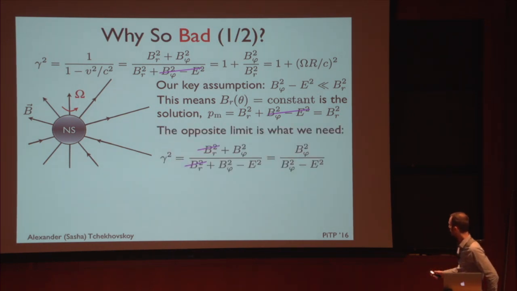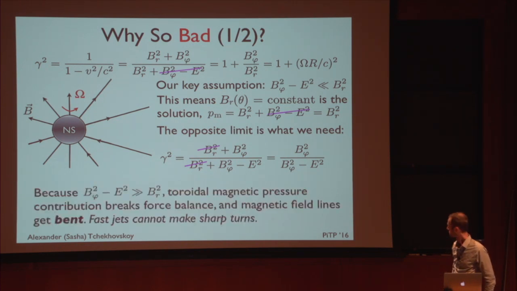So now, let us go in the opposite limit. Let us neglect not this guy, but let's neglect the B_R. So in the same formula, we will cross out B_R. And what we will end up with is this ratio, which really doesn't tell me anything when I look at it. In fact, I have no idea how to compute this at all. We will do this in just a moment.